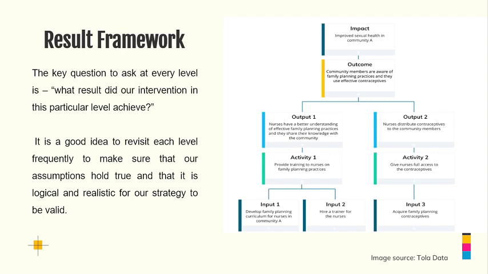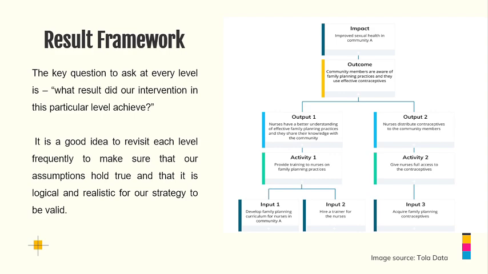So on my left is an example of a result framework that was developed by Tola Data. You have your impact at the top, which is improved sexual health in community A, right? And then you have your outcome, which is that community members are aware of the family planning services. Now, before you even reach the impact, how did these guys do it? How did they improve the sexual health in that community? So what did they do?